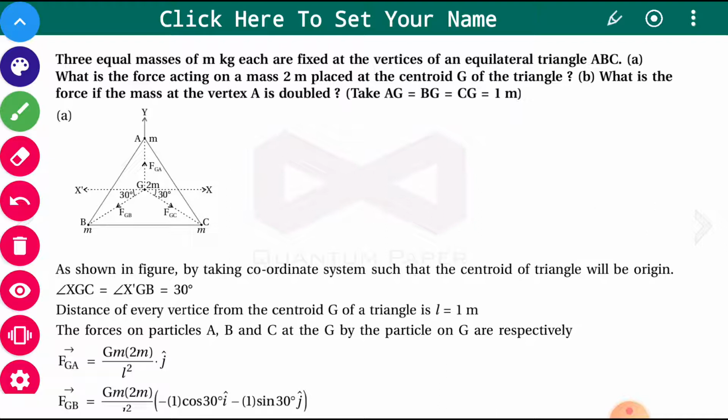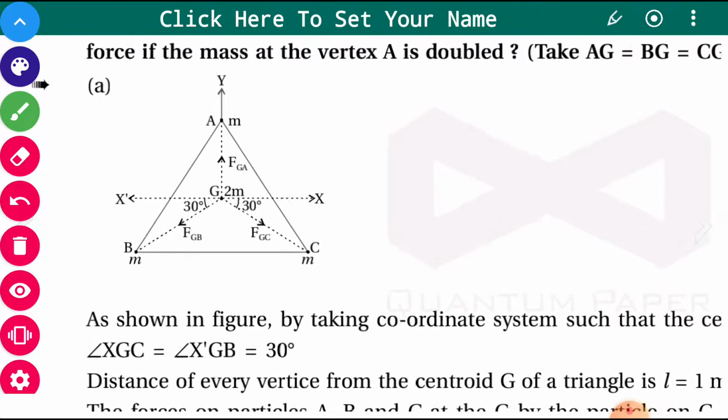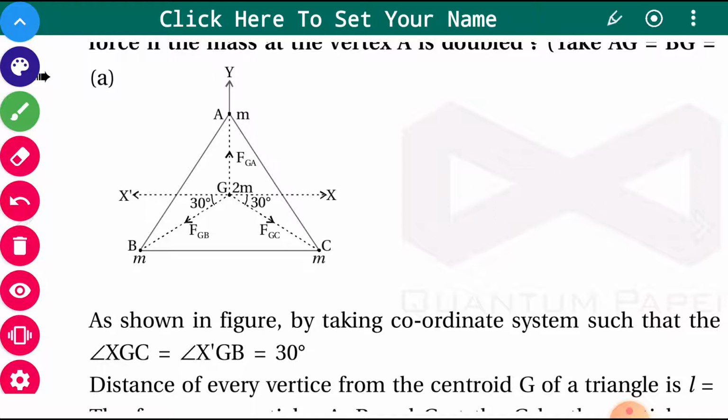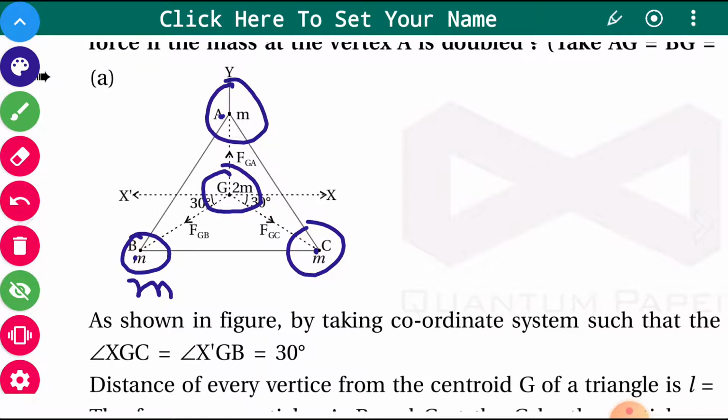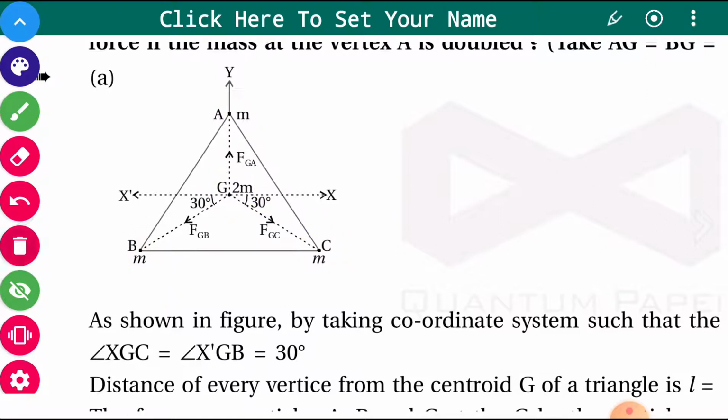Now see this figure. First of all, try to understand. There are three different masses of the same value kept at the vertices. These are the three vertices, and 2m mass is kept at the centroid G. The triangle is named ABC. Now 2m mass experiences the attractive force by the different masses kept at the vertices.